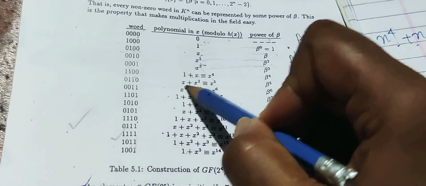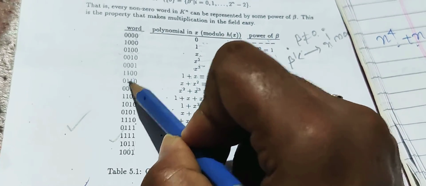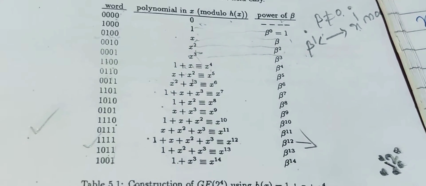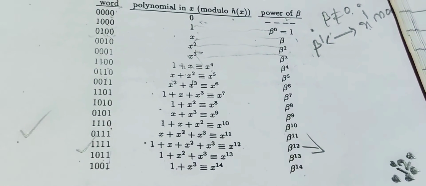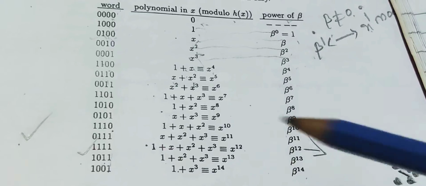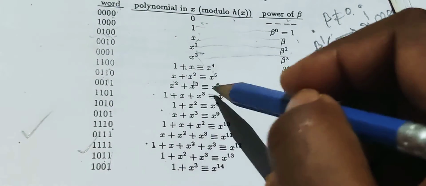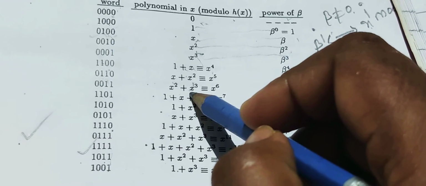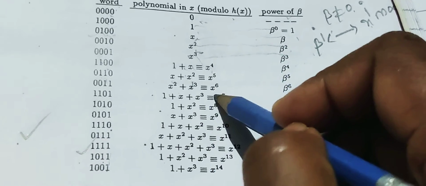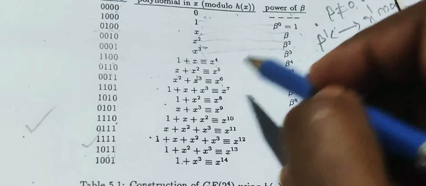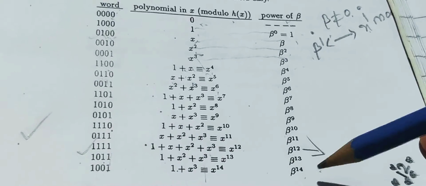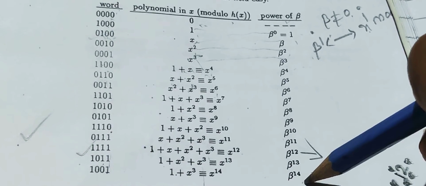Similarly we can find x plus x square. x plus x square is congruent to x raised to 5, that is beta raised to 5. And similarly x cube is x raised to 6. x square plus x cube divided by x raised to 4 plus x plus 1, we get the remainder x raised to 6, that corresponds to beta raised to 6. So similarly we can find those elements. Clear?